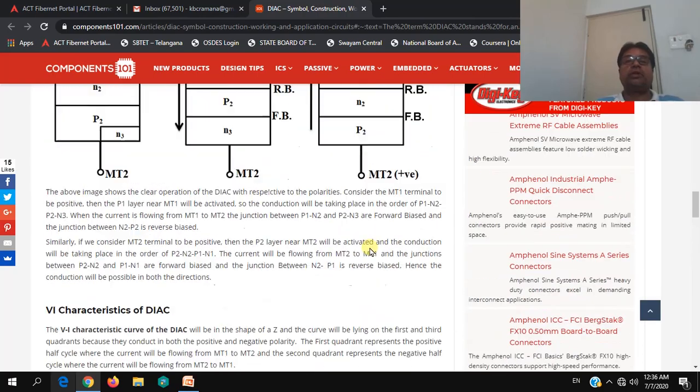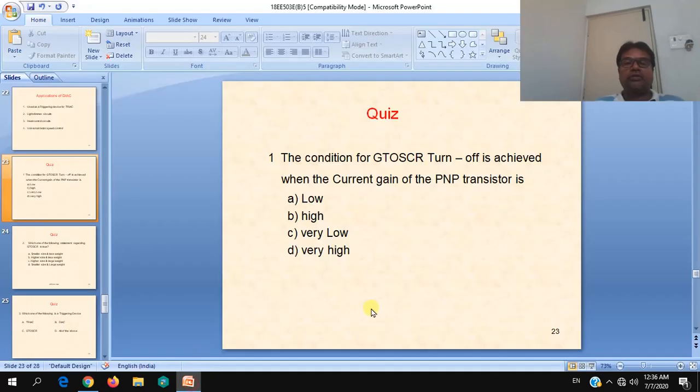So that is all for now. In this session, we go back and have a small quiz. The condition for GTO SCR turn off is achieved when the current gain of the PNP transistor is: low, high, very low, or very high? Obviously, the current gain of the PNP transistor in the GTO SCR is very low, and it is because of that only that the GTO SCR can be turned off.